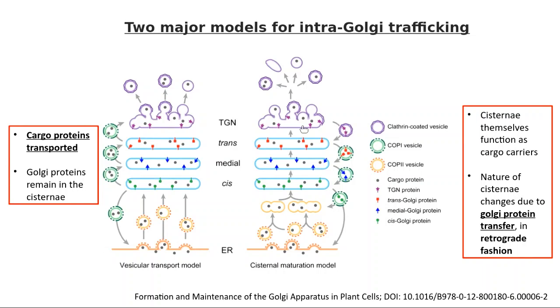the cisternal maturation model. So in this case, the cisternae themselves function as the cargo carriers. The nature of cisternae changes due to Golgi protein transfer in a retrograde fashion. So eventually, people accepted this particular model, that is the cisternal maturation model. And we have one particular paper as a reference. If someone wants to go over it, they can see the difference in these pictures.